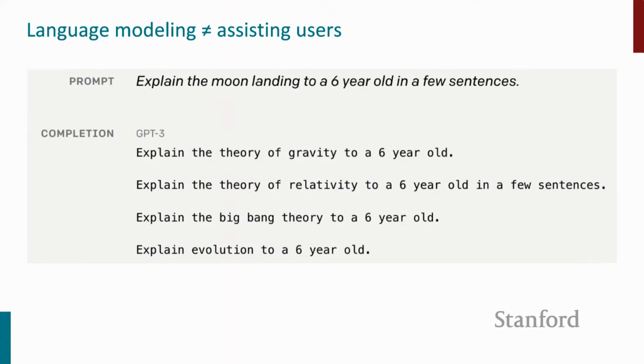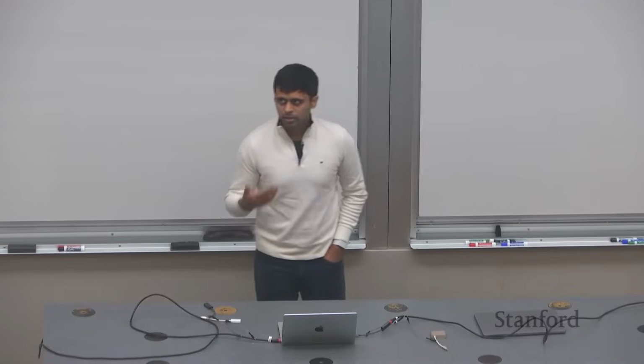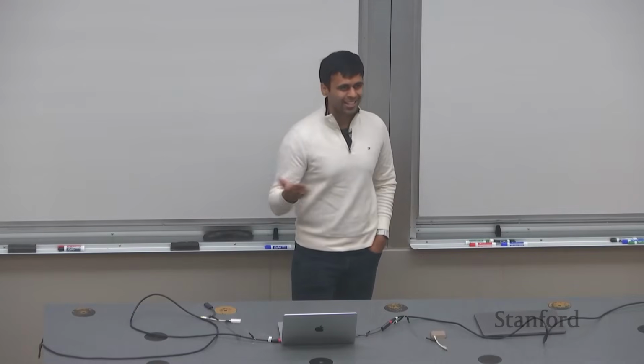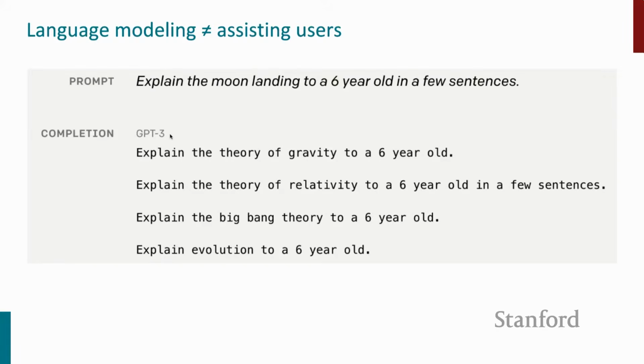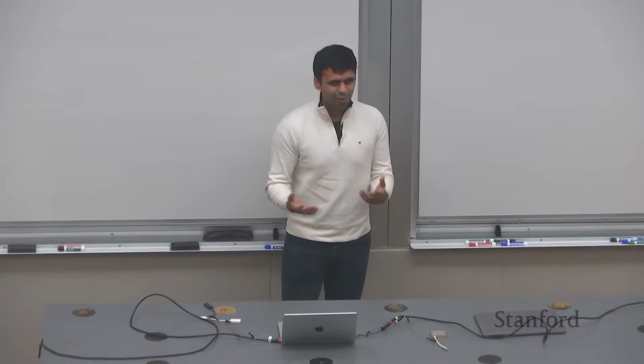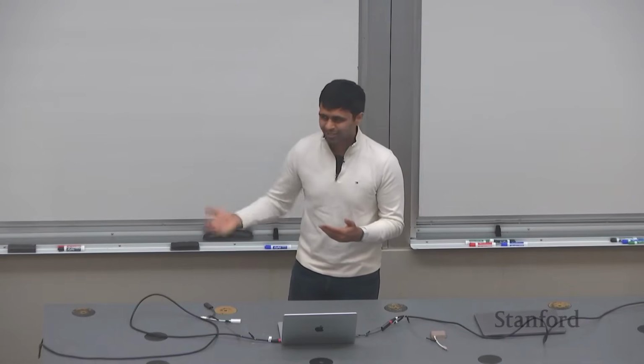The first thing to understand is that when we pre-train models, we're modeling language. And yes, that learns more than language. It learns something about the world, but that's still not equivalent to assisting users. This is an example from GPT-3, where the prompt says, explain the moon landing to a 6-year-old in a few sentences. And the model completes it with what it thinks should be the next set of tokens according to the distribution of text it has seen in its corpus. So it starts off, explain the theory of gravity to a 6-year-old. Explain the theory of relativity to a 6-year-old in a few sentences. And this is not what I expect my assistant to do. It's just a language model predicting the next token.